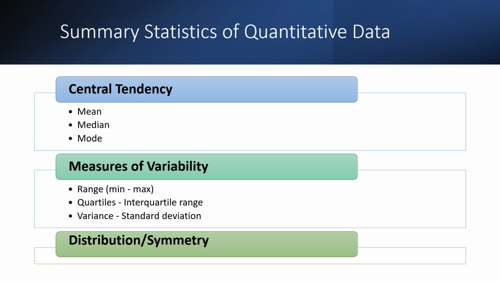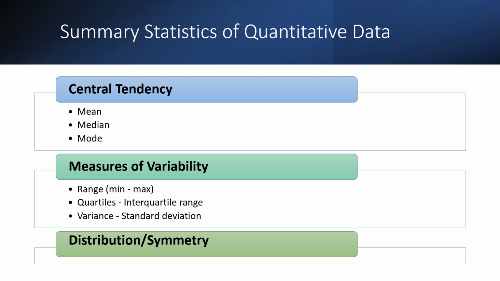Both quantitative and qualitative data can be summarized and should be summarized during our research. Qualitative data can be summarized as frequencies and proportions, or numbers and percentages. Quantitative data can, on the other hand, be summarized into three groups of summary statistics: indices of central tendency, indices of variability, and description of the distribution or symmetry of the data.